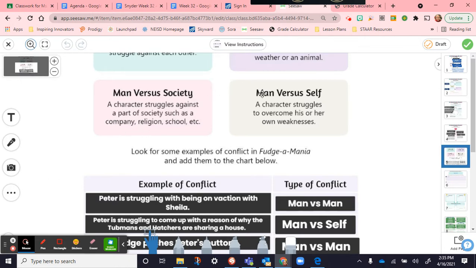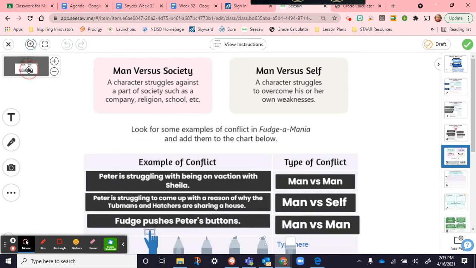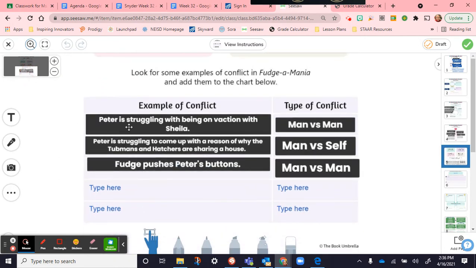And then you've got an example of man versus self, where you're struggling internally, like overcoming your own weaknesses. And so down here, we wrote down three of them. So we said one example of conflict is when Peter's struggling with being on vacation with Sheila. So this is a man versus man because this is a conflict between two characters. Then we said when Peter's struggling to come up with the reason why the Tubmans and Hatchers are sharing a house together.